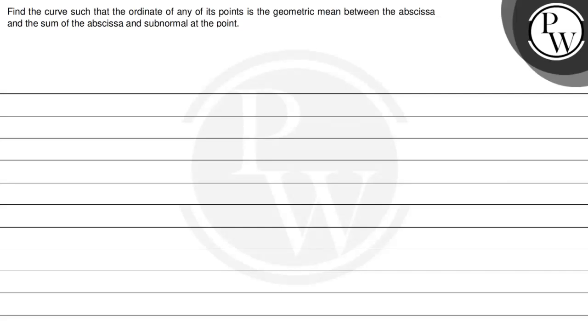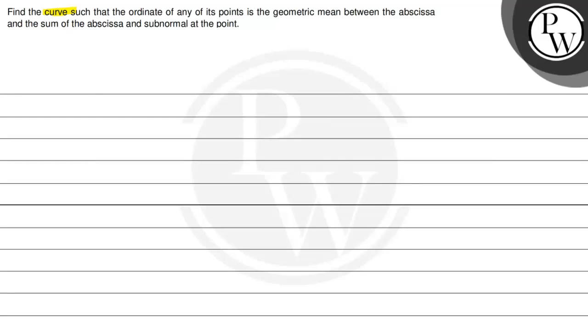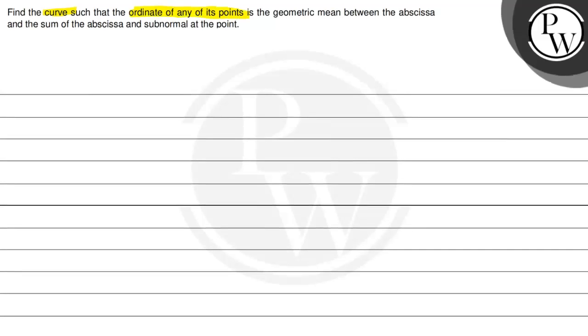So let's read this question. Find the curve such that the ordinate of any of its points is the geometric mean between the abscissa and the sum of abscissa and subnormal at that point.